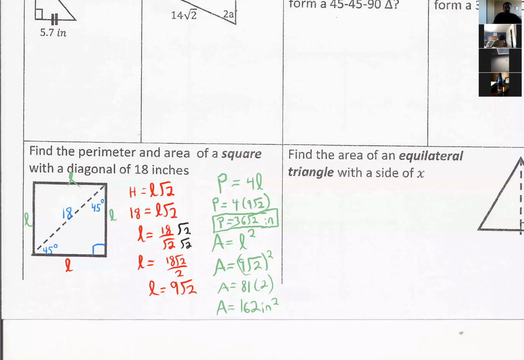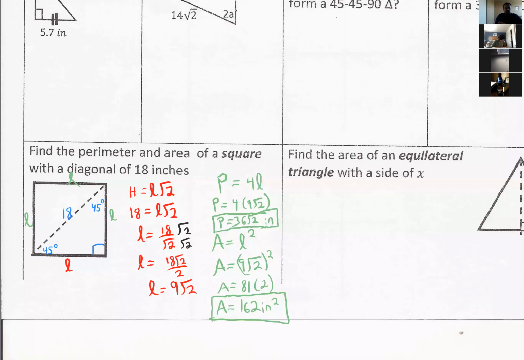So any questions on this one? Mr. Morrison, the long leg is the height of the triangle, right? Yes, it's also, well, there's no long or short leg for a 45, 45, 90. Both legs are the same. So the height and the base would be the same.